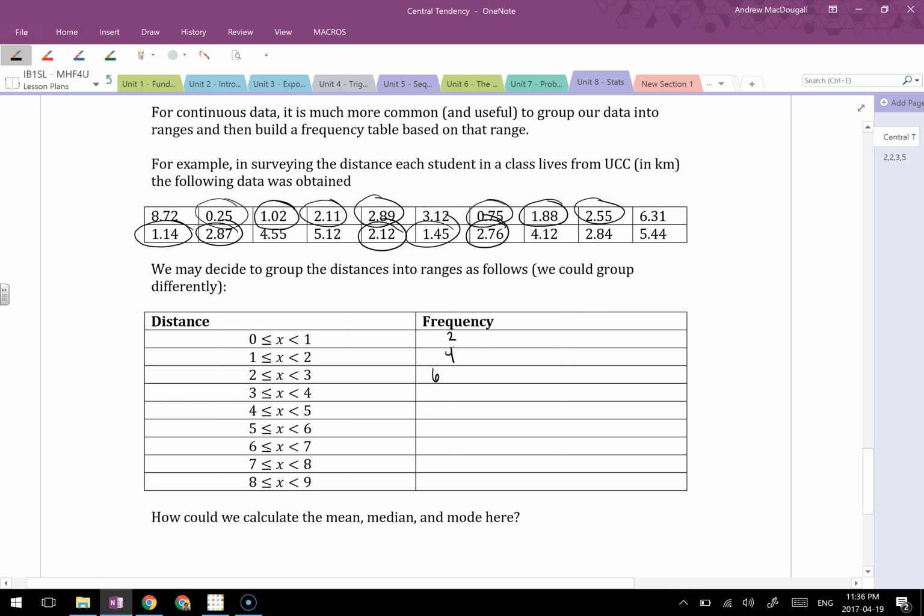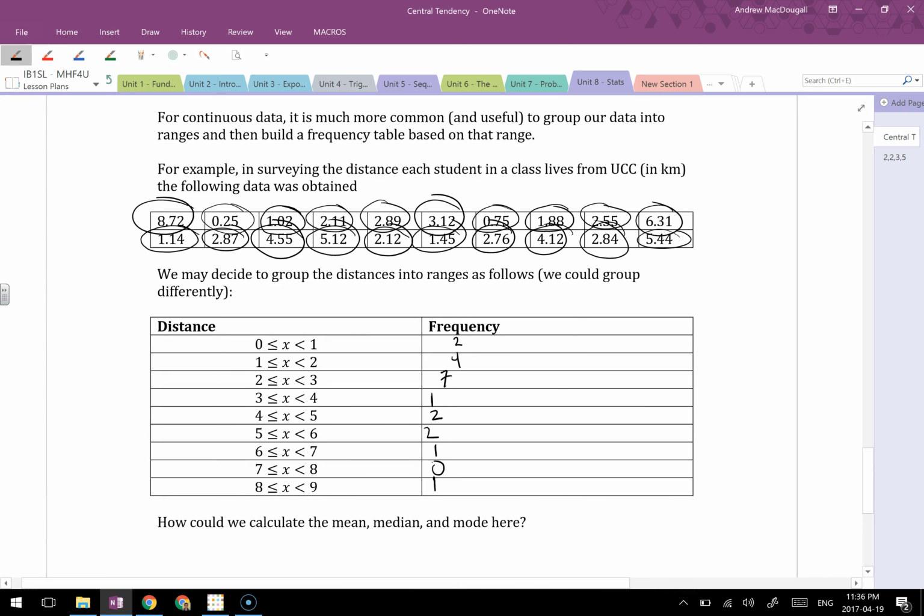Now, how many live between 3 and 4? Just 1. And I notice again I missed a 2 to 3. So I'm going to change my last one to a 7. 4 to 5. Let's see. 1, 2. 5 to 6. 1, 2. 6 to 7, 1. 7 to 8, none. And there's 1 between 8 and 9.